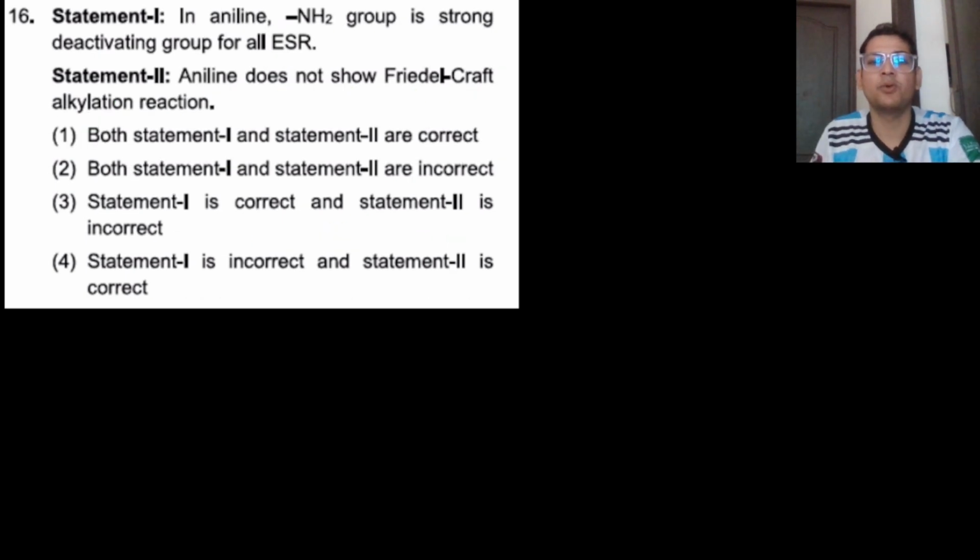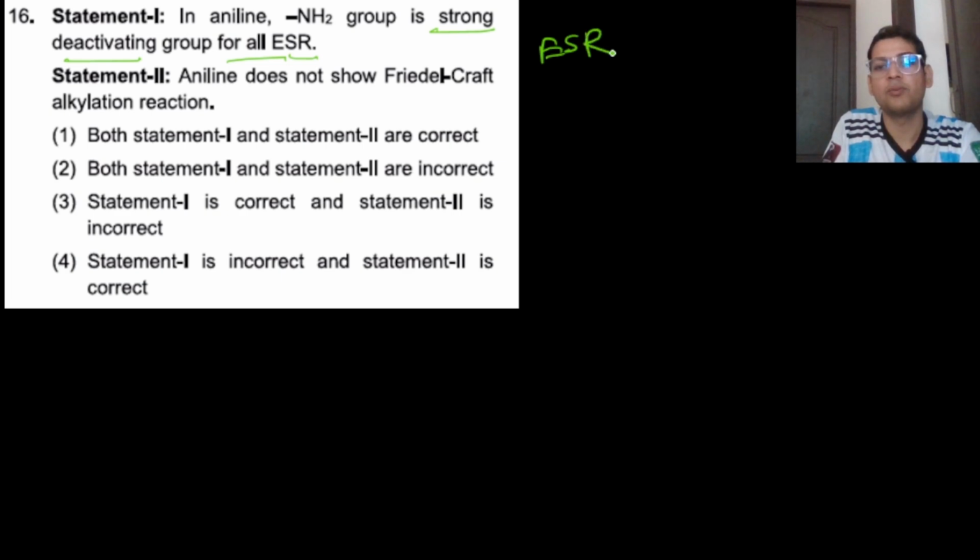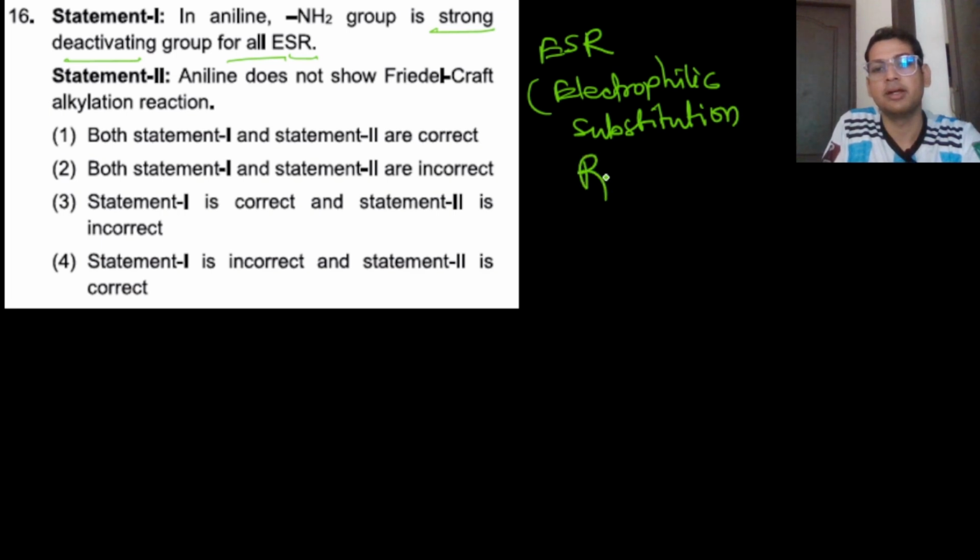Okay, then go to this. In aniline, what is the question? In aniline, the NH2 group is a strong deactivating group for all ESR. What is ESR? ESR means aromatic electrophilic substitution reaction. Okay, so let's check what is given.